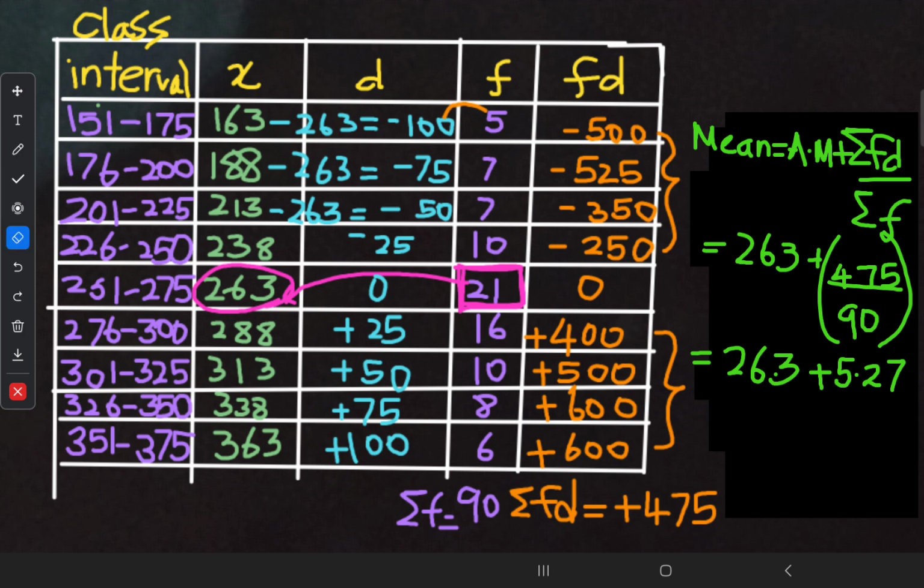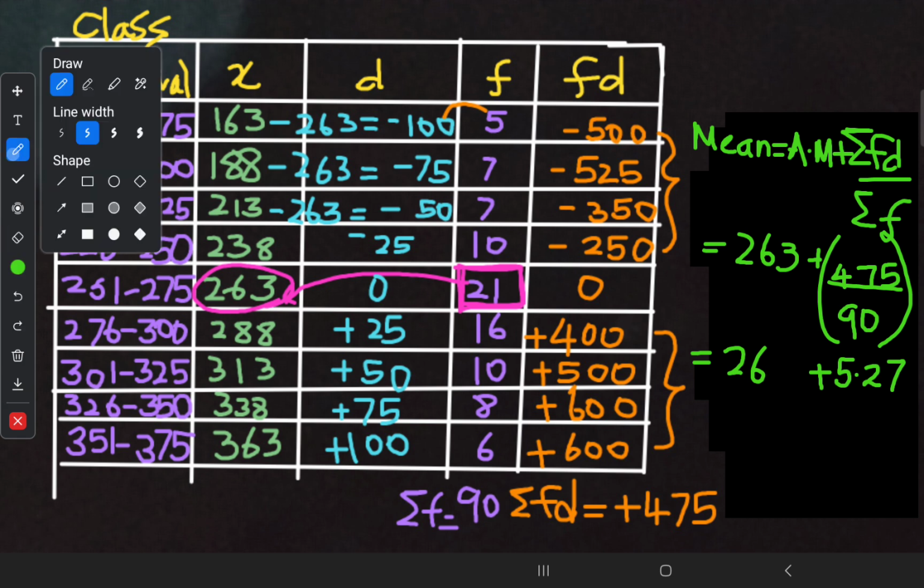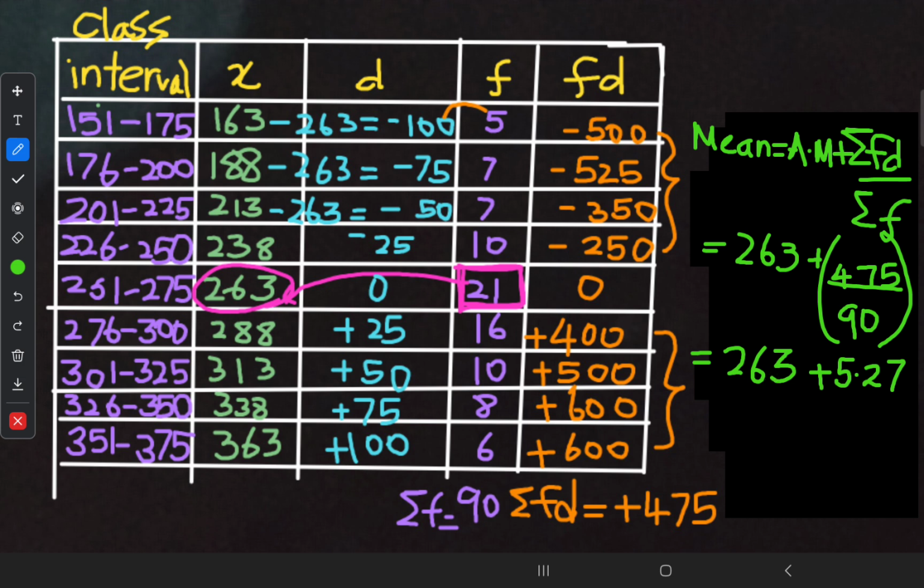With that, we have to add 263. It should be 263, not 26. 263 added with 5.27 will finally give you 268.27. To find the actual mean, it is assumed mean plus sigma FD upon sigma F. We substituted the values accordingly to find our final answer as 268.27.